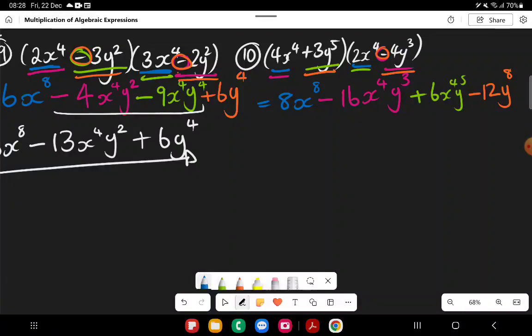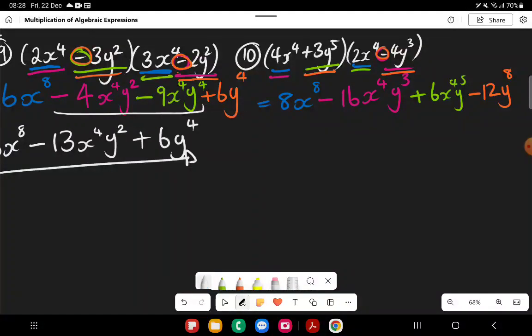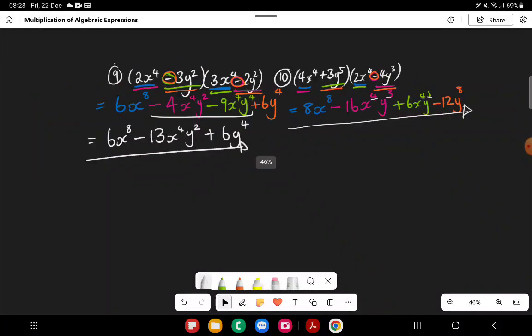Now, normally what I would do here is I would add like terms, right? But I want to check, do I have like terms? This is x4, y3. This is x4, y5. I do not have like terms, so this is my final answer.